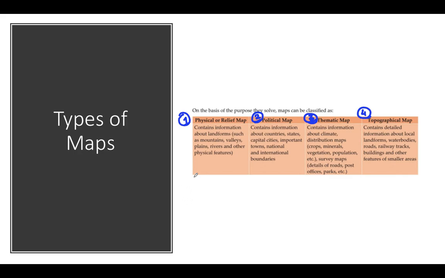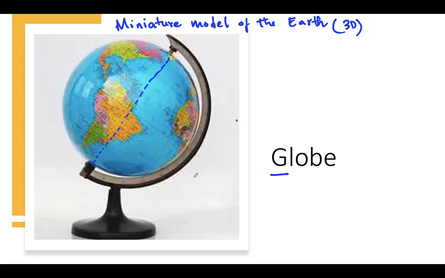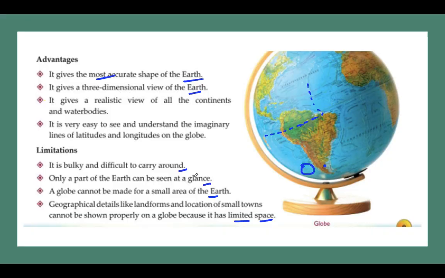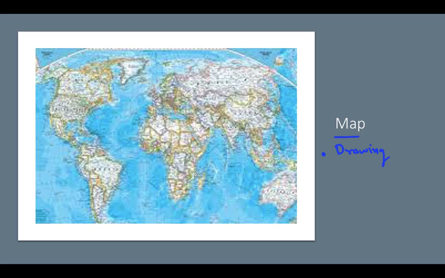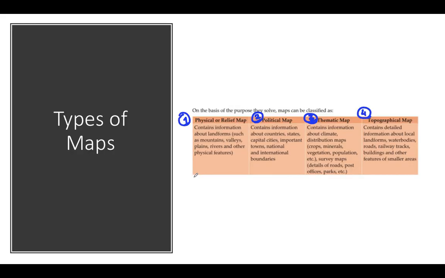Clear? So today we discussed the globe. What is a globe? A globe is a miniature model of the earth. It shows the 3D or three-dimensional representation of the earth, and we have seen the advantages and limitations or disadvantages of the globe. Then we have seen what a map is, then we have seen the advantages of the map, and then we have seen the types of maps. Clear? So there are 4 types of maps: political, physical, thematic and topographical maps.